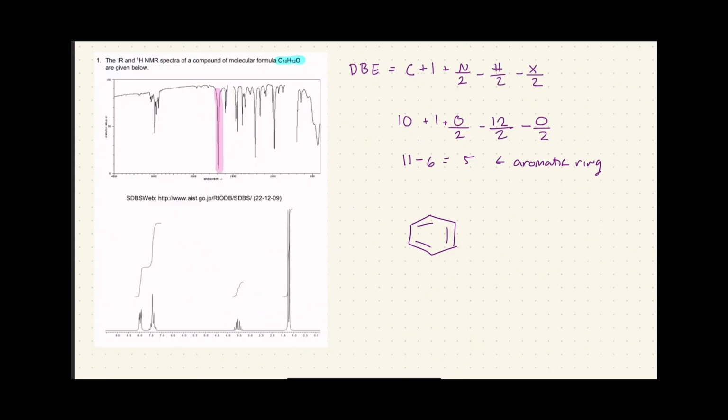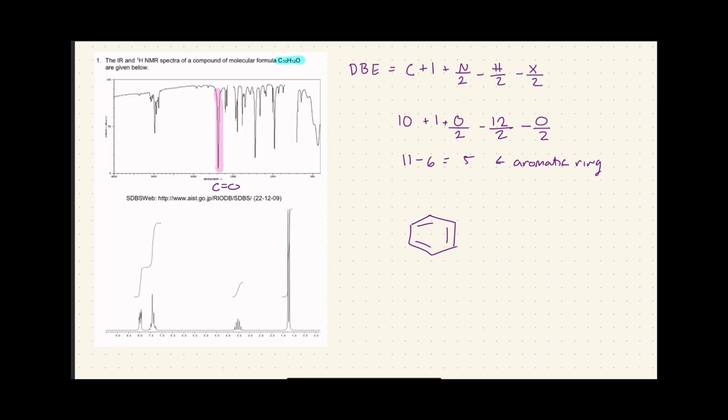I'm always going to look around this 1700 wave number region because this is a carbonyl stretch. It's going to be really prominent. I'm not going to be able to miss it if I have a carbonyl. Another peak that I always look for is the one over here. If I had some big broad peak around 3500 wave number, this would tell me that I have an OH. And if I have something that looks like that around the same wave number, that's going to be an NH. I don't see either of those, so that's telling me that I don't have OH or NH.